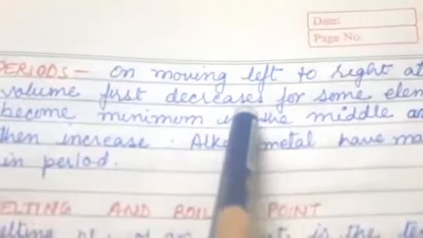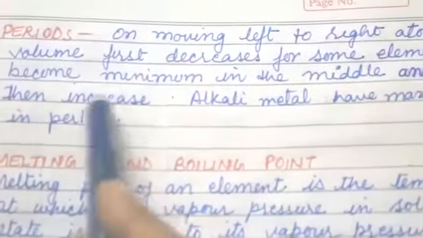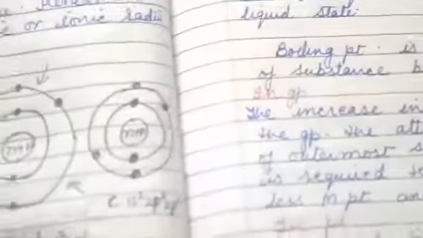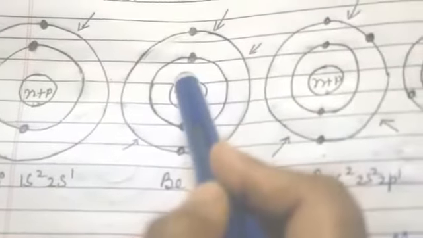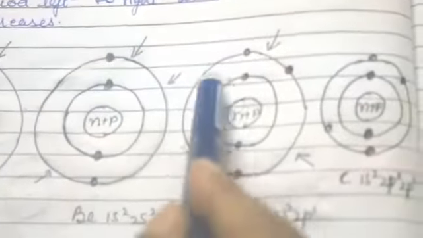So as we go down the group, the size of the atom increases, so the volume increases. In a period, on moving left to right, the atomic volume first decreases for some elements, becomes maximum in the middle, and then increases. Alkali metals have the maximum value. As the nuclear charge increases, it pulls the outermost orbital to itself, so the size decreases. So in a period volume decreases.